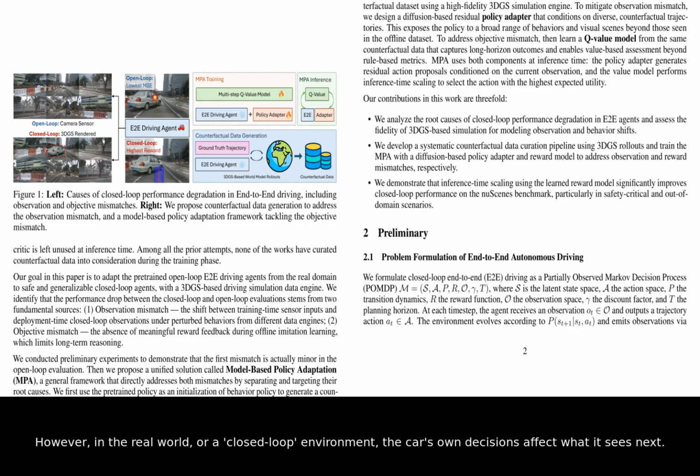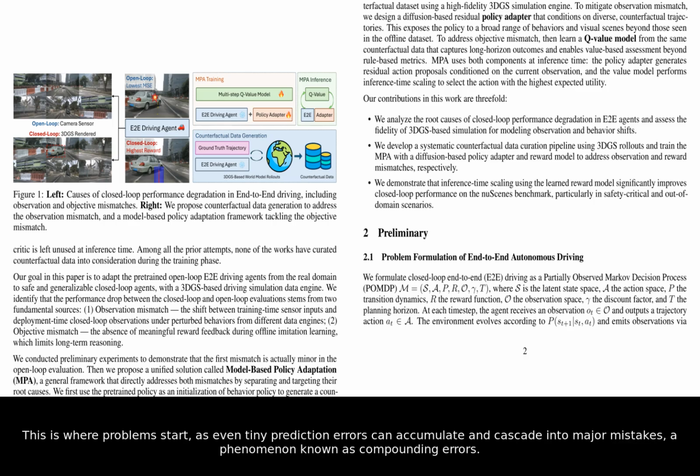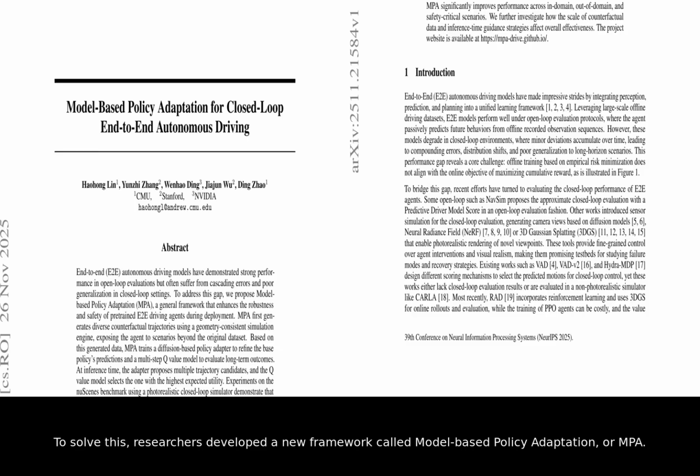However, in the real world or a closed-loop environment, the car's own decisions affect what it sees next. This is where problems start, as even tiny prediction errors can accumulate and cascade into major mistakes, a phenomenon known as compounding errors. To solve this, researchers developed a new framework called Model-Based Policy Adaptation, or MPA. The goal isn't to retrain the entire driving AI, but to smartly adapt its decisions during deployment.